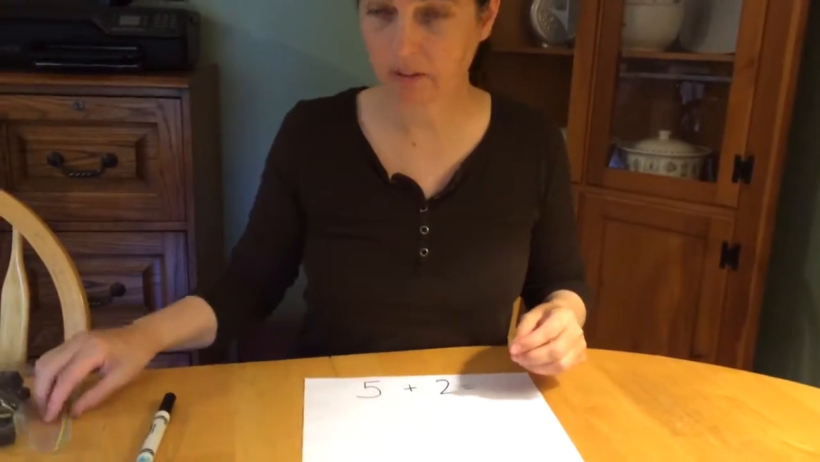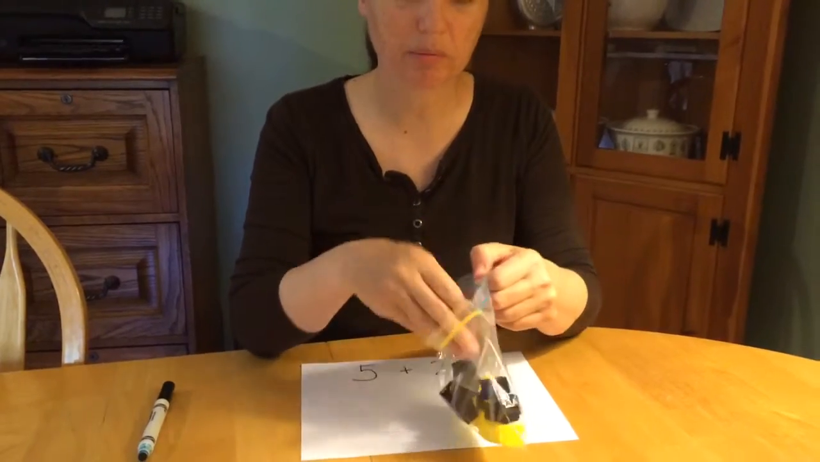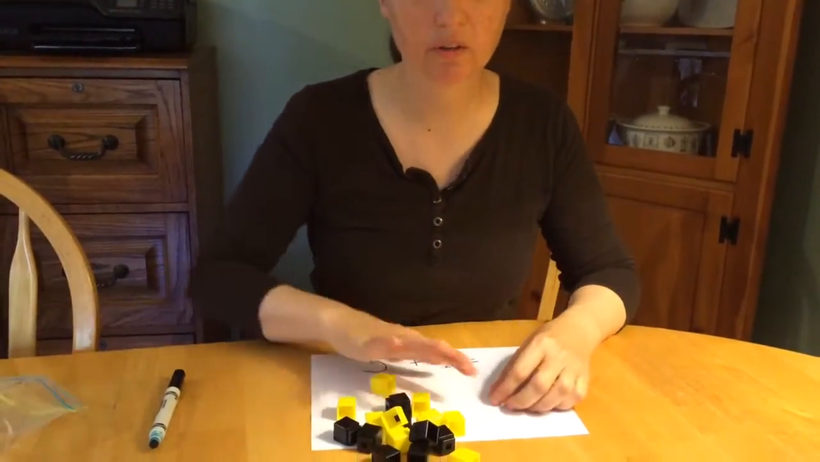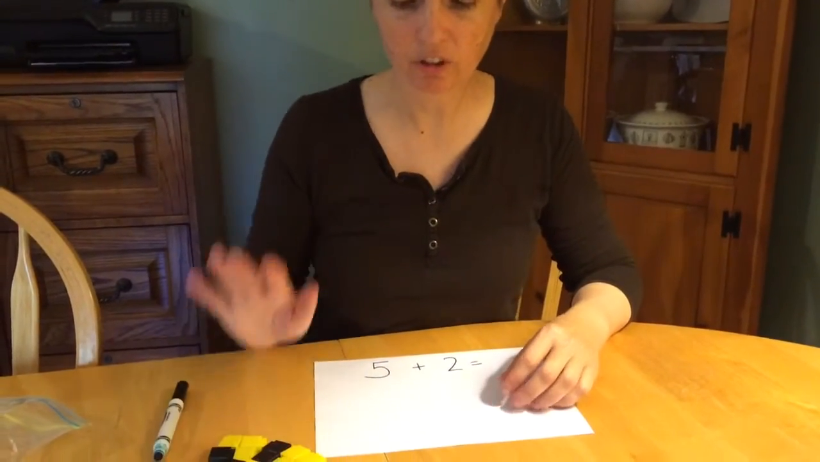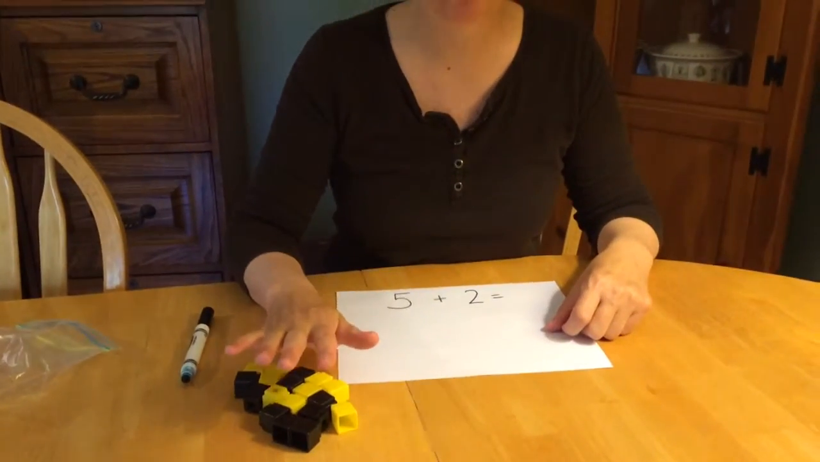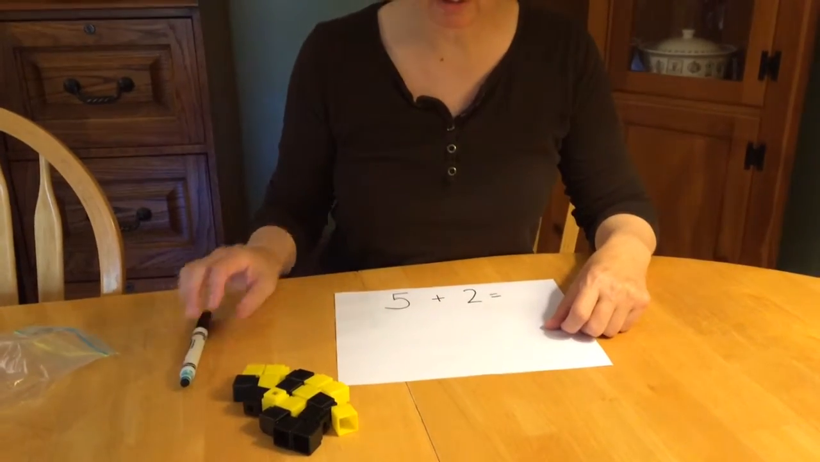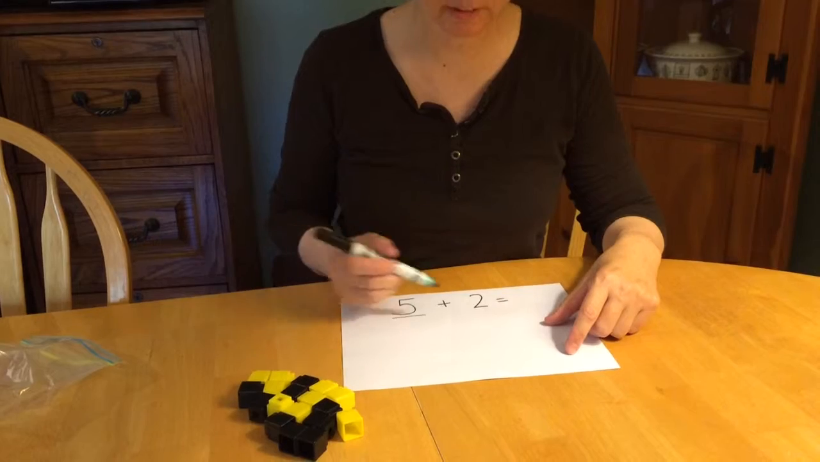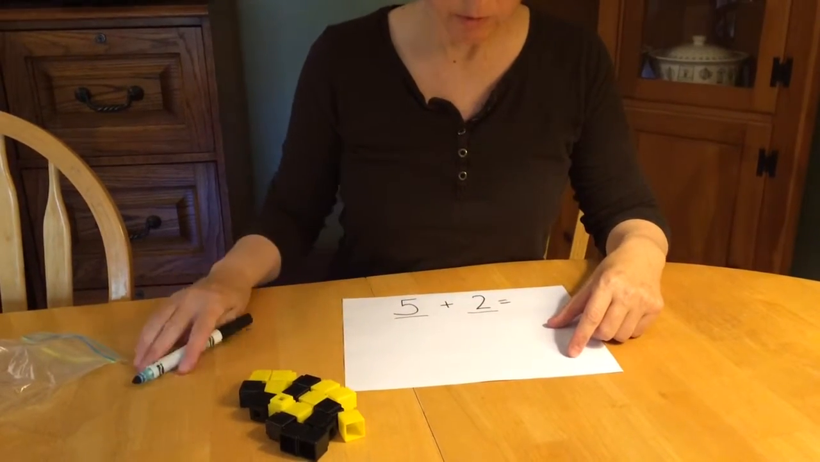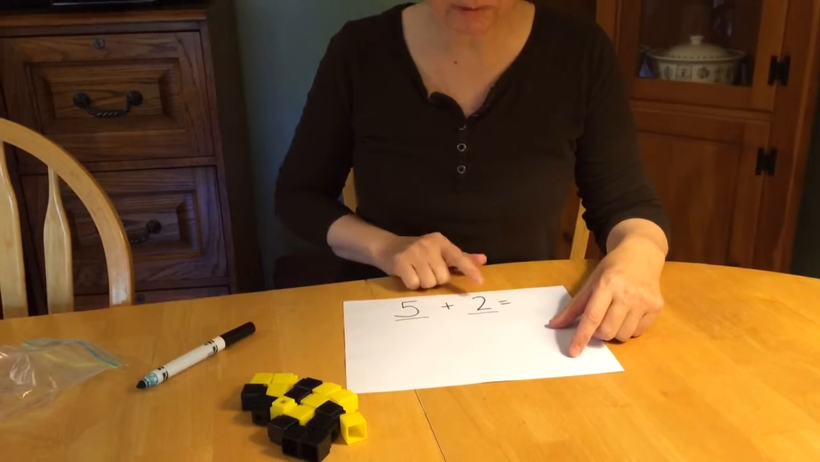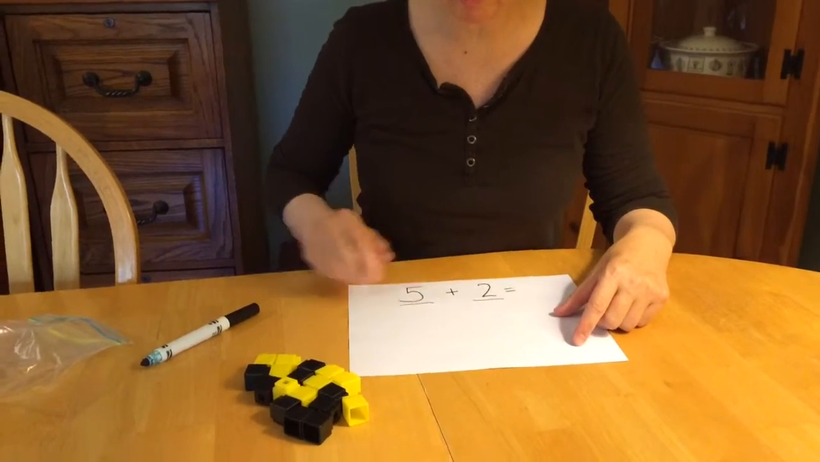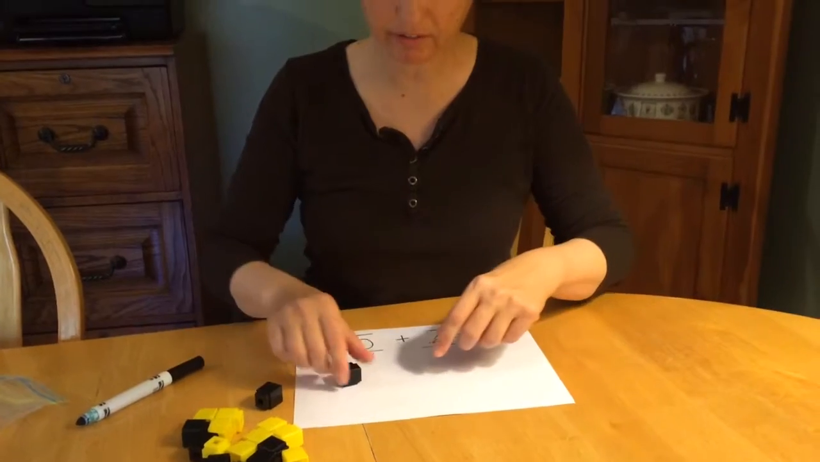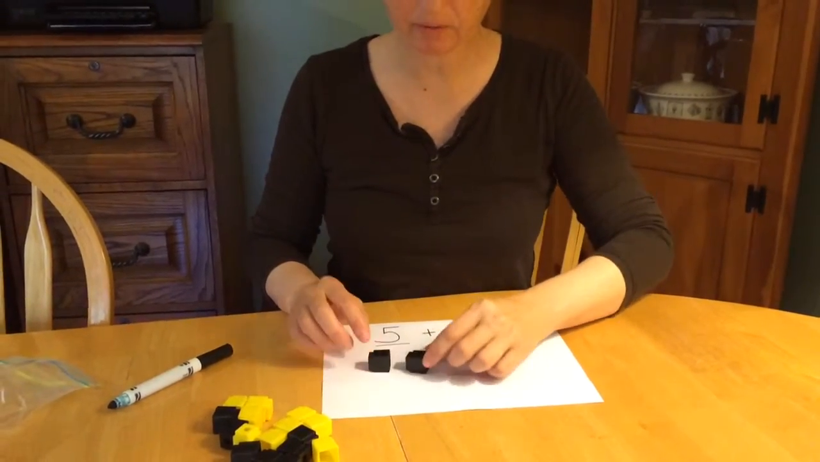The first way that we teach the children to add is with manipulatives. And I am sending home with you a baggie of blocks. So if your child chooses to use the manipulatives, they're going to use 5 of one color and 2 of another. When we read this, we always say 5 plus 2 equals. We start with the number 5. We choose a color. I'll choose black, and I will count 5 black blocks and put them together.